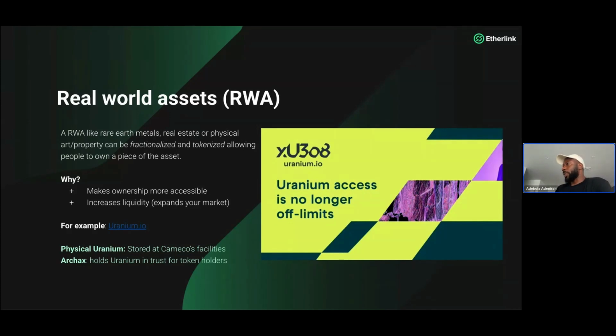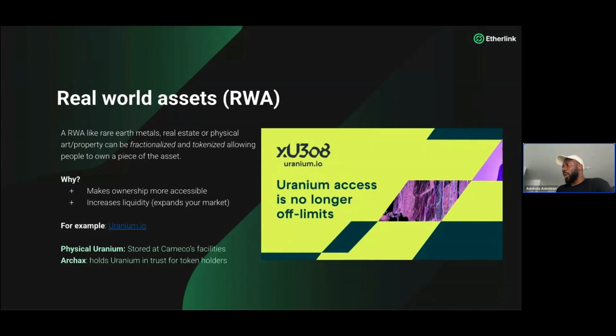And it's also super interesting that the uranium on uranium.io is physically backed. So the tokenized uranium that you're buying on Etherlink is physically backed. The physical uranium is stored at a company's facilities called Cameco, and I think they're based out of Canada, right?